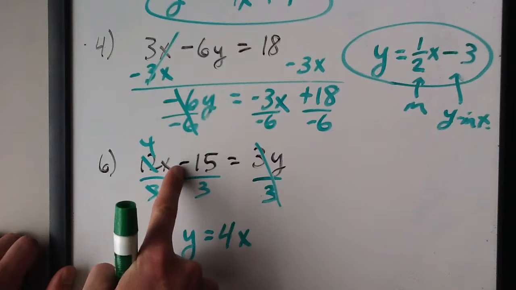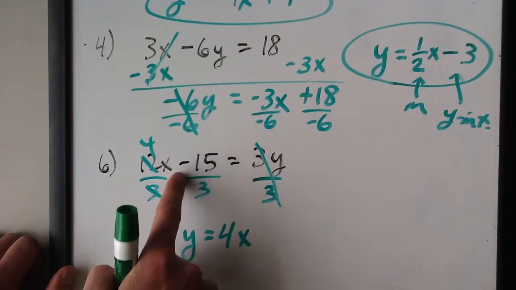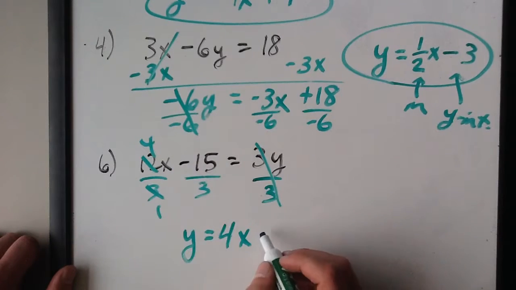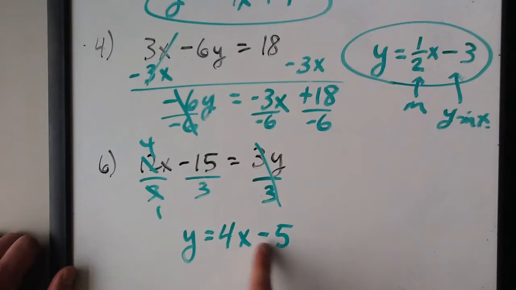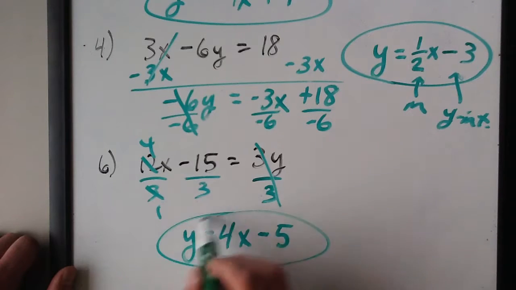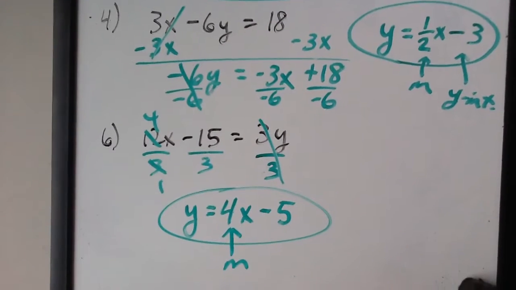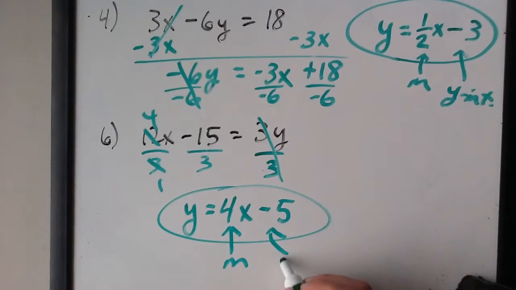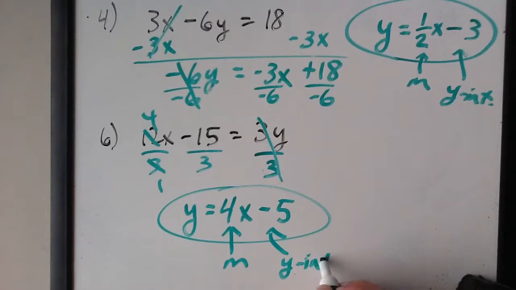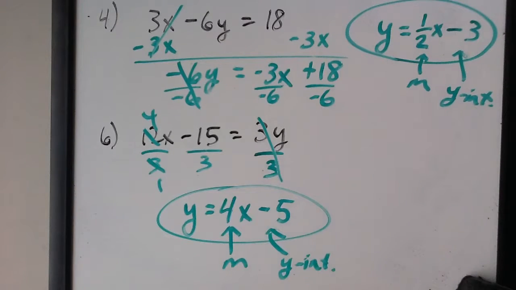And then I have negative 15. Don't forget this minus sign means negative, and it goes with that term. So negative 15 divided by 3 would be negative 5. So I put minus 5. This is slope-intercept form. My m, my slope, would be 4, and my y-intercept is negative 5, right? Negative 5. That's where it crosses the y-axis.